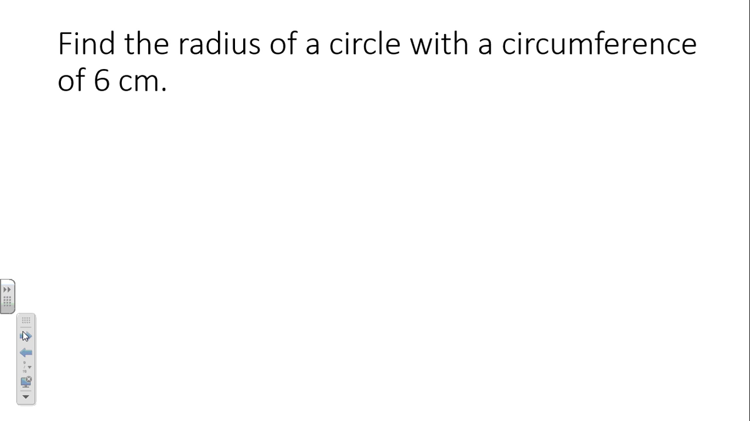Okay, so write your formula down. Which one are you going to use? What are we trying to find? Radius. So which of the two formulas do we want to use? 2 pi r. We're trying to find the radius. What did they give us? 6. 6 is the circumference. So we put 6 in place for circumference. And how do we get the r by itself? Divide. We're going to divide by 2 and divide by pi.